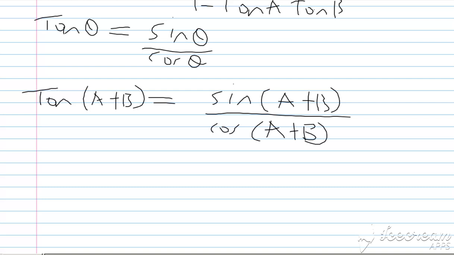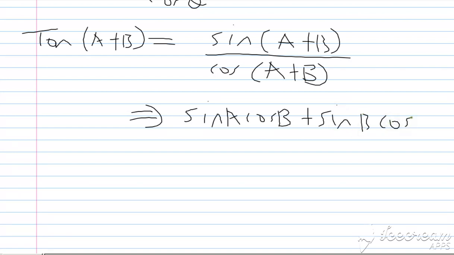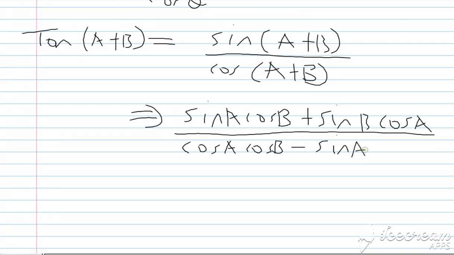Now, we know the compound angle formula for sine, and we know the compound angle formula for cos. So let us change out sine A plus B and cos A plus B into their respective compound angle formulas. So that would give me sine of A cos of B plus the sine of B cosine of A all over cosine A cosine B minus the sine of A times the sine of B.